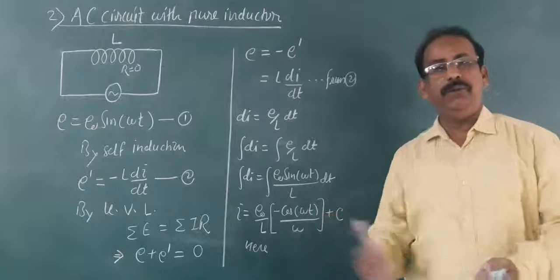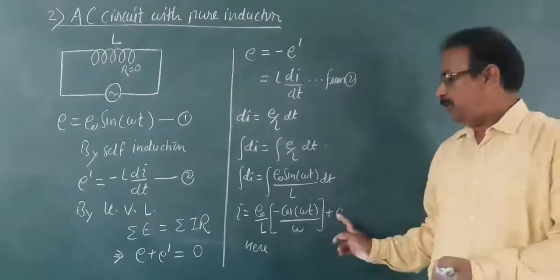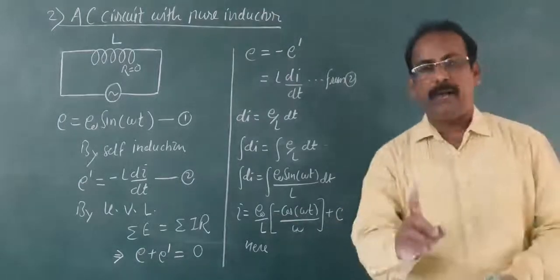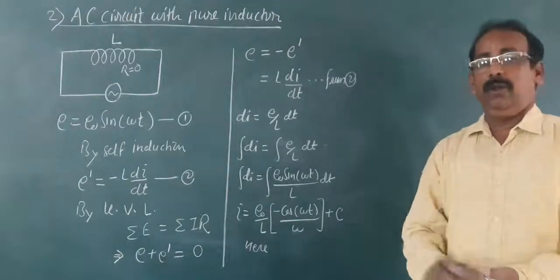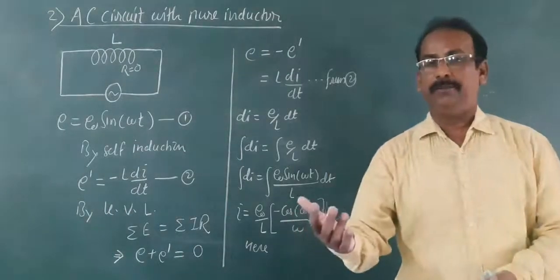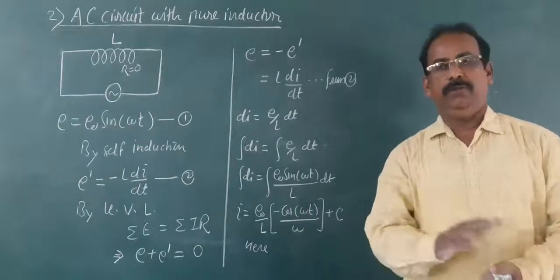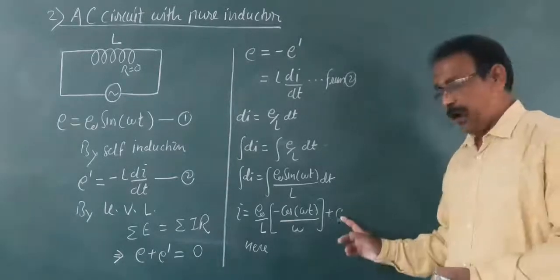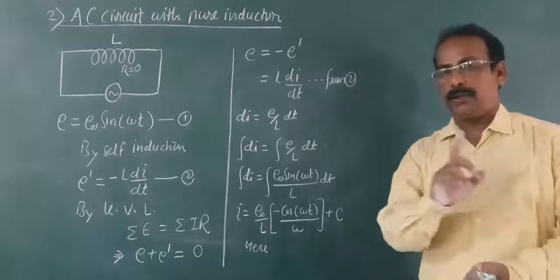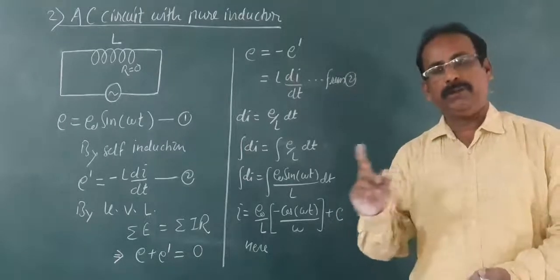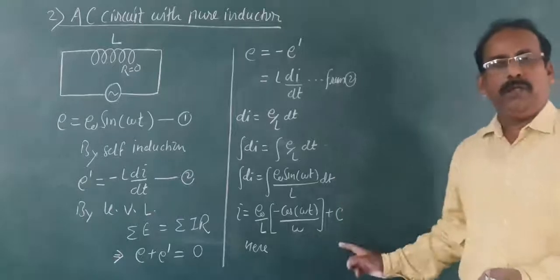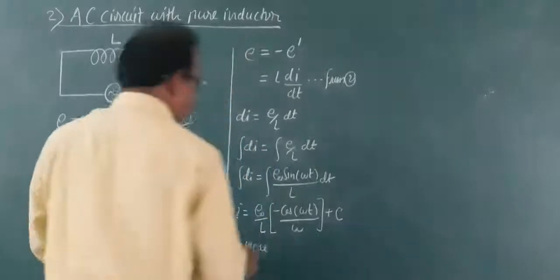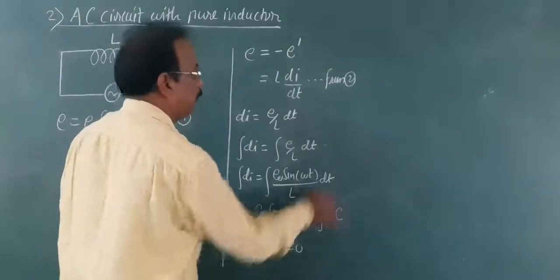Why does it come equal to 0? This C is present in the equation of current, means it has a dimension of current. But current depends on time. It is not constant. Current is a time varying quantity. This is constant, current is not independent, it depends on time. Therefore, this constant you have to take here as 0. Here C comes equal to 0.